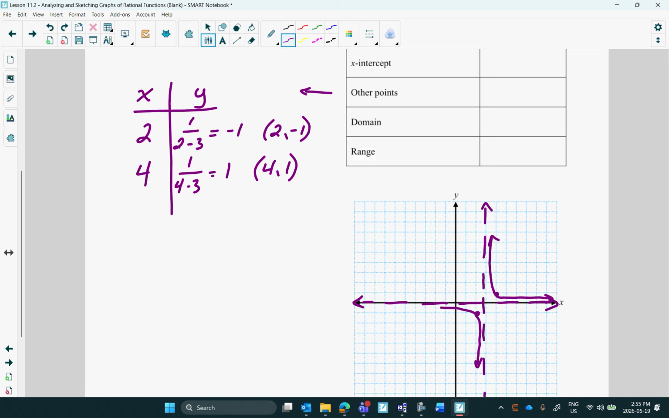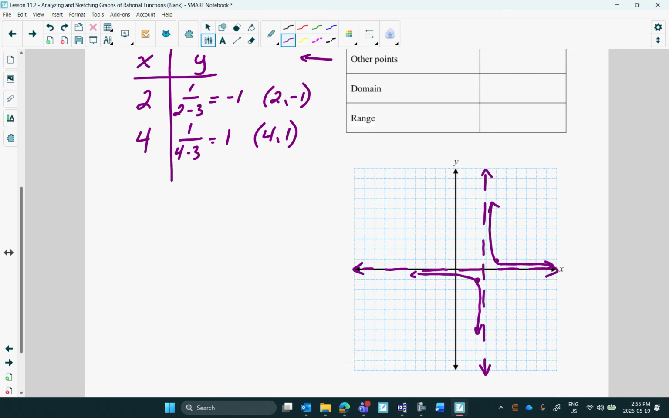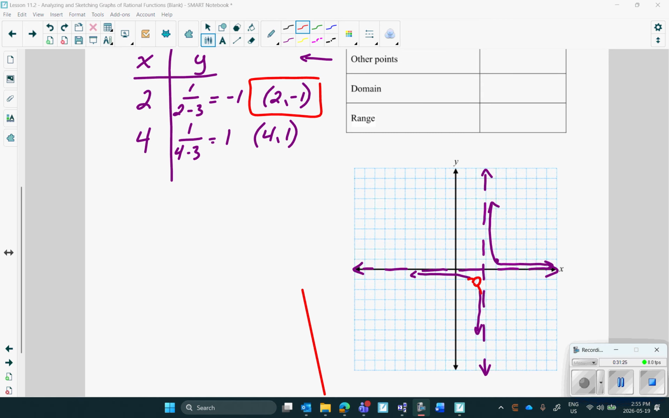But I'm not 100% correct. Where is the hole? Guess what? We actually found it. So this point here should be a hole.